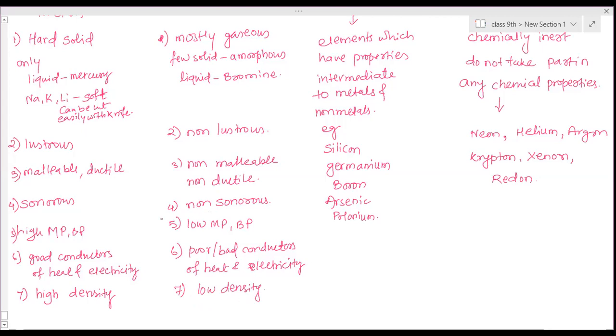And even here, there is an exception: cesium and gallium. Cesium and gallium have a very low melting point and boiling point. Their melting point is actually room temperature. So when you keep those metals on your palm, they melt. Our body heat is enough for them to melt. Clear?